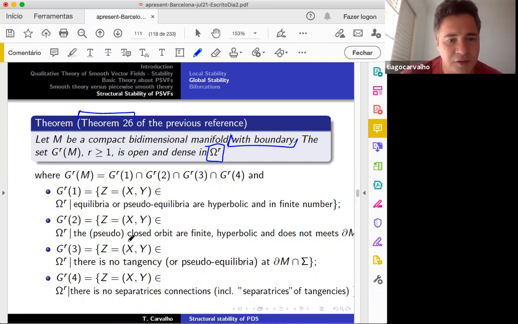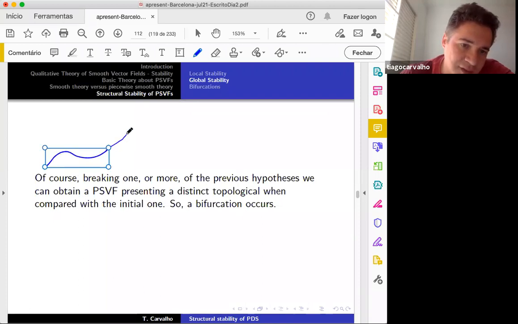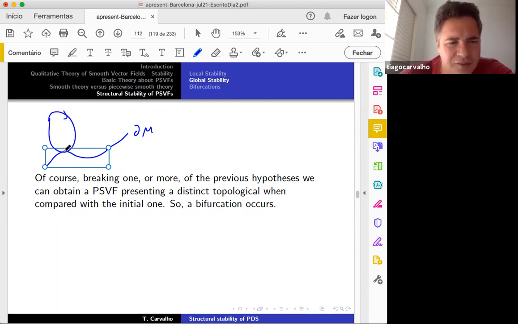G^r_2 is the set of piecewise smooth vector fields such that the closed orbits and the pseudo-closed orbits are finite in number and hyperbolic, and this is important because the manifold has a boundary, and each one of these closed orbits does not meet the boundary of M. For example, this is the boundary of M. It's not possible that a closed orbit has a contact with this.